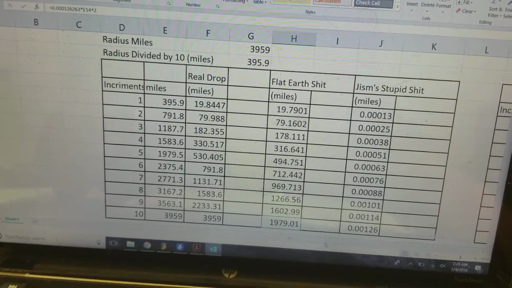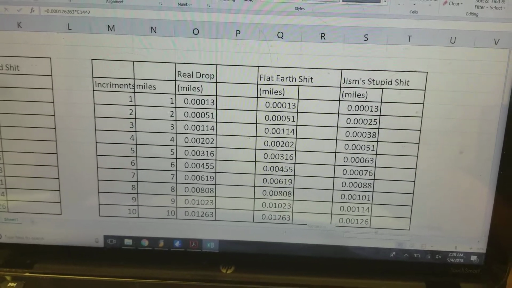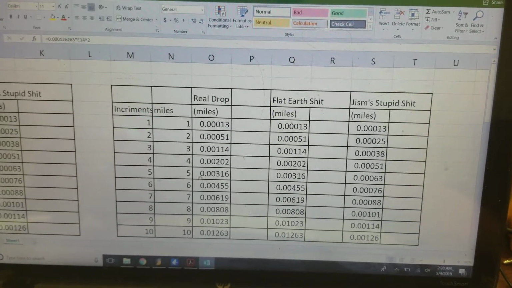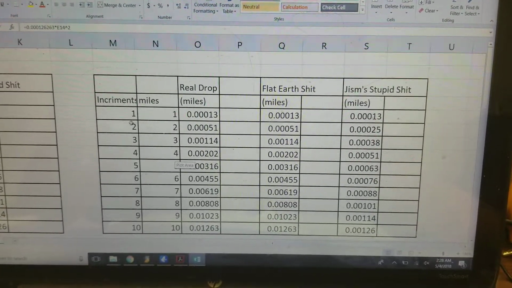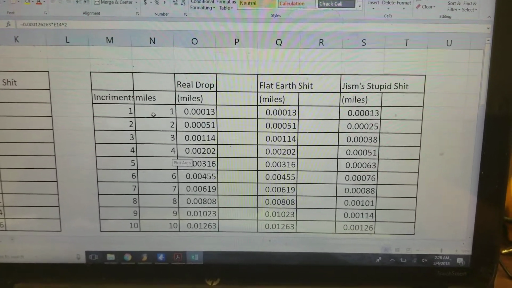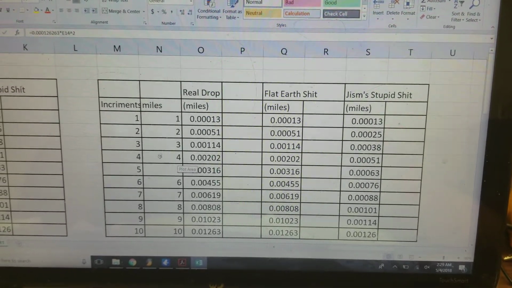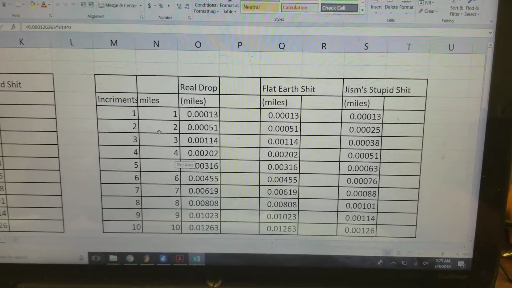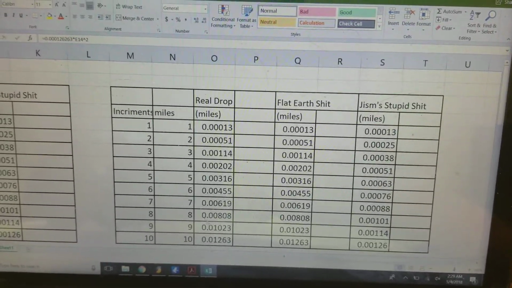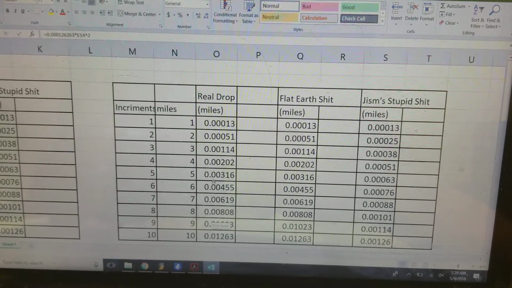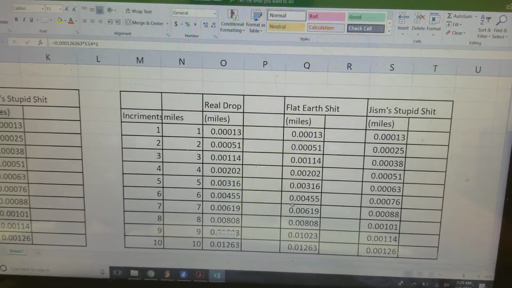And just to show this in smaller increments, I did this. I literally just copied and pasted that left one onto this one. So the same thing, just instead of the radius of the Earth divided into 10 increments, it's just in miles. So this is the real formula in miles. This is the results for the real formula in miles. This is the results for the flat Earth formula in miles.